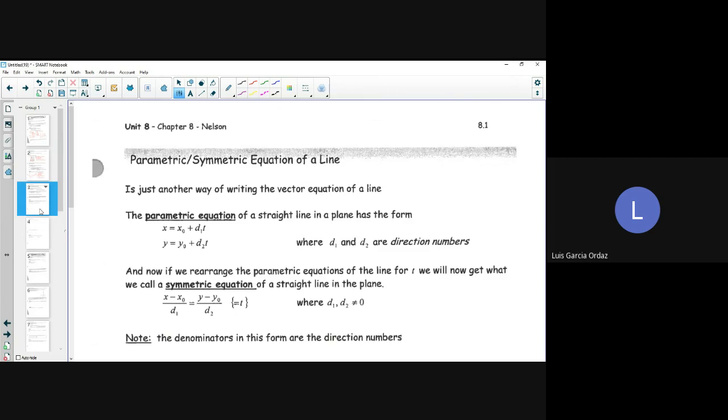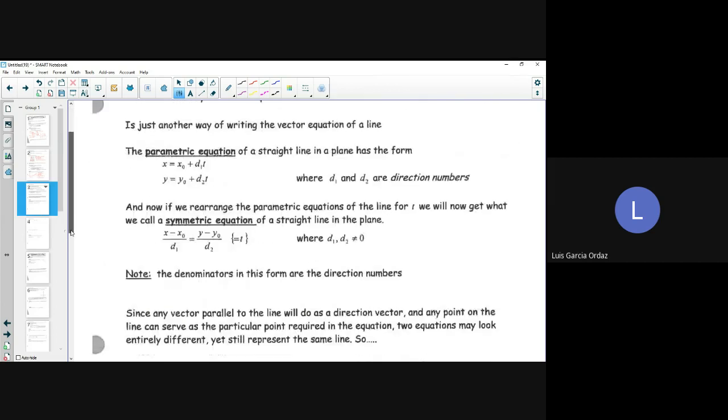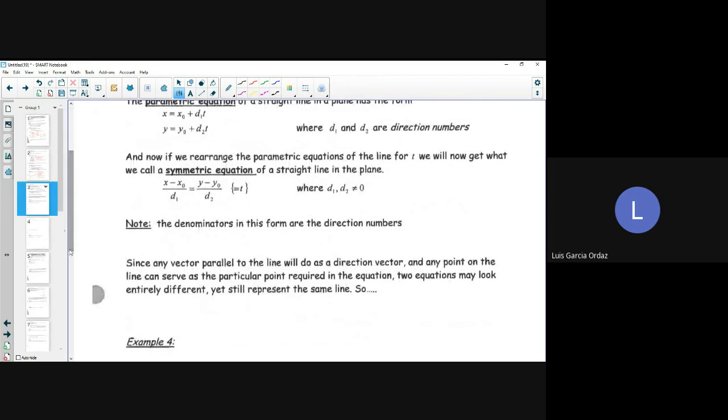Now if we rearrange the parametric equations of a line for t, we get what we call the symmetric equation. This looks just like rational equations, just making them equal to each other, which you learned in advanced functions. So a symmetric equation can look like (x - x0)/d1 = (y - y0)/d2, where d1 and d2 cannot equal 0. We don't include the t because d1 and d2 are both multiplied by the scalar t, so we just leave it as is. Note the denominators in this form are the direction numbers, d1 and d2.